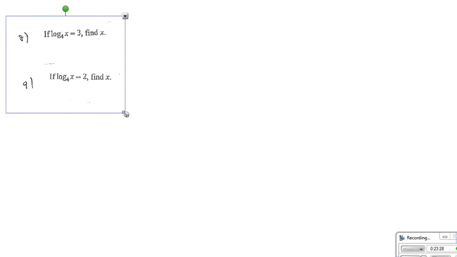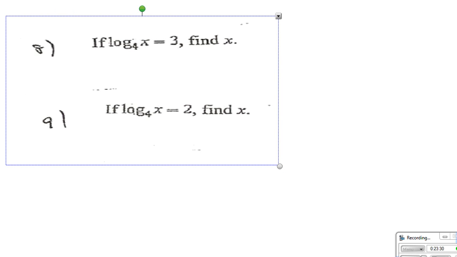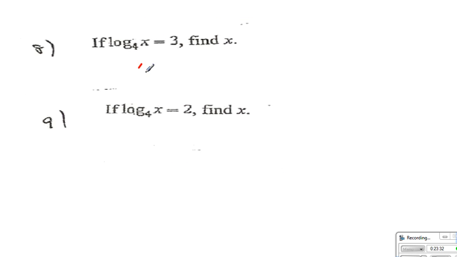Here we have 4 to the third power is equal to x. When you convert this one into the exponential form, then obviously x equals 64. Here we have 4 to the second power is equal to x. Then here, of course, x becomes 16.